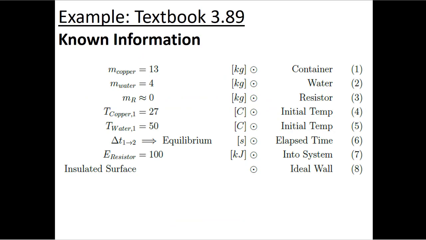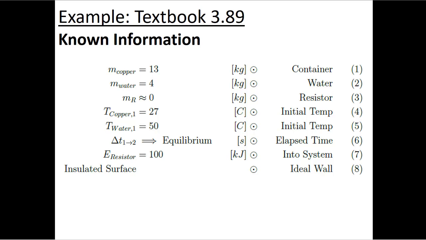So, we'll follow our solution process. We want to write down our known information. We have a mass of copper, 13 kilograms, a mass of water. We have the mass of the resistor, which we're going to assume is very small, approximately 0, compared to the mass of the copper and the mass of the water. We know the initial temperature of the copper is 27 degrees Celsius. The initial temperature of the water is 50 degrees Celsius.